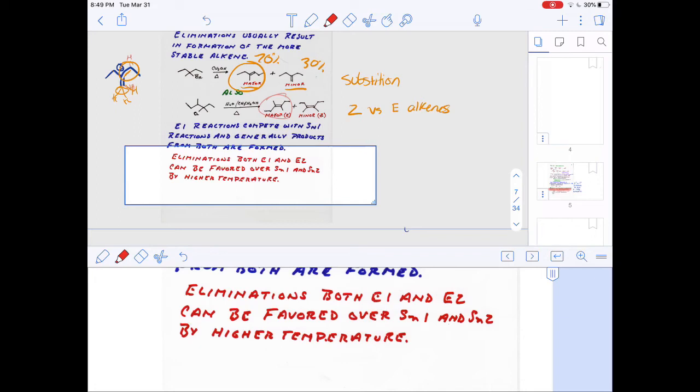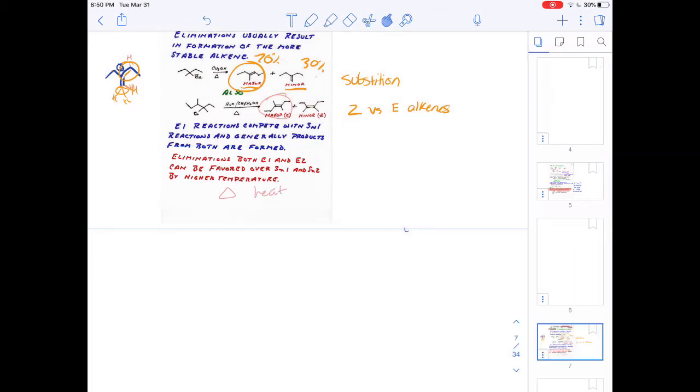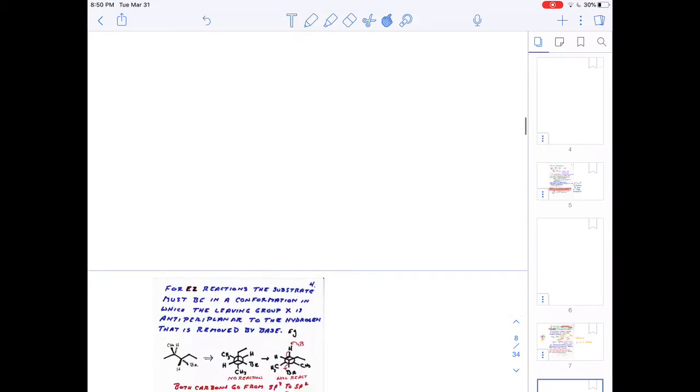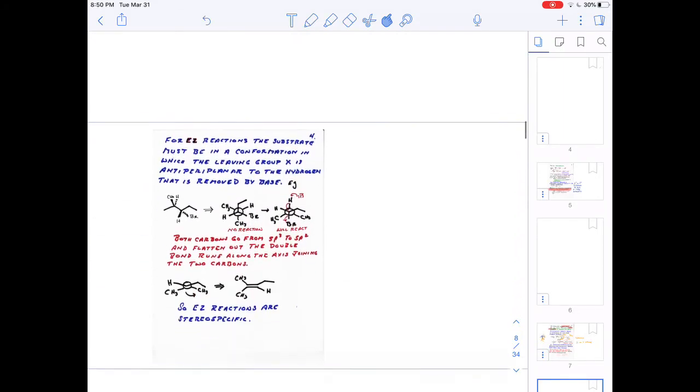So for eliminations, both E1 and E2 can be favored over SN1 and SN2 by higher temperature. Higher temperature just means the triangle, which just means heat. We've been over this. Okay, so moving on.